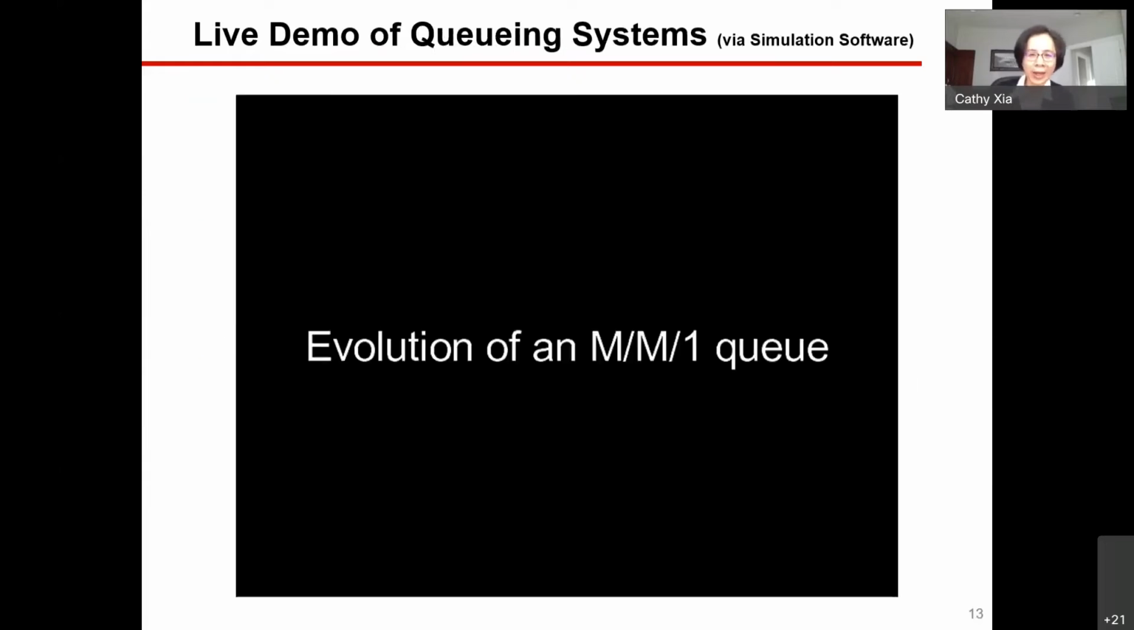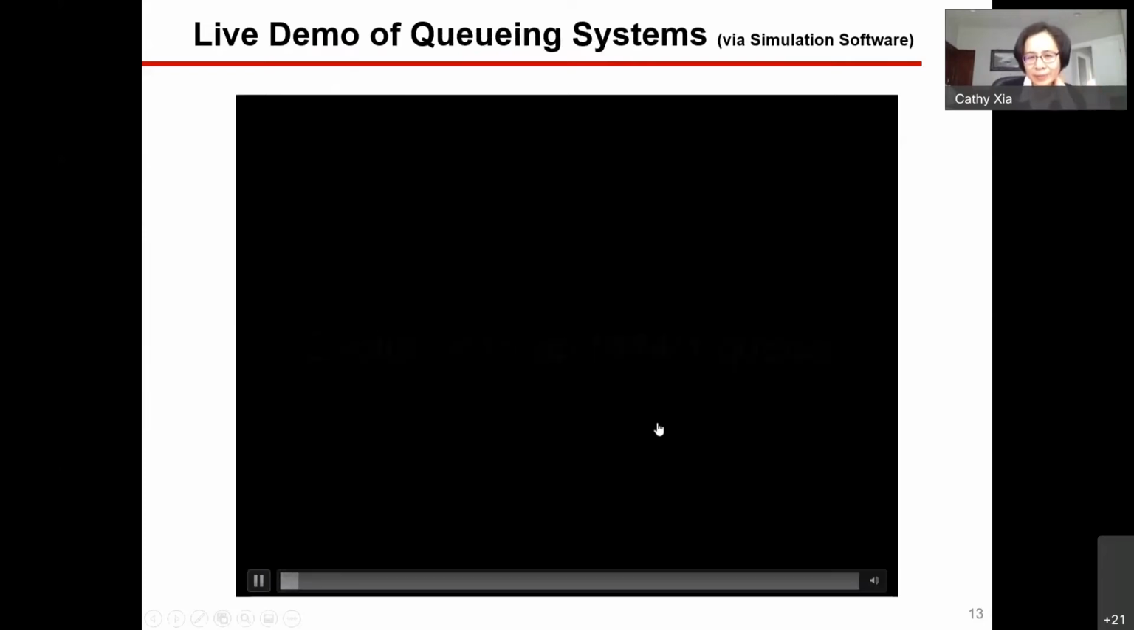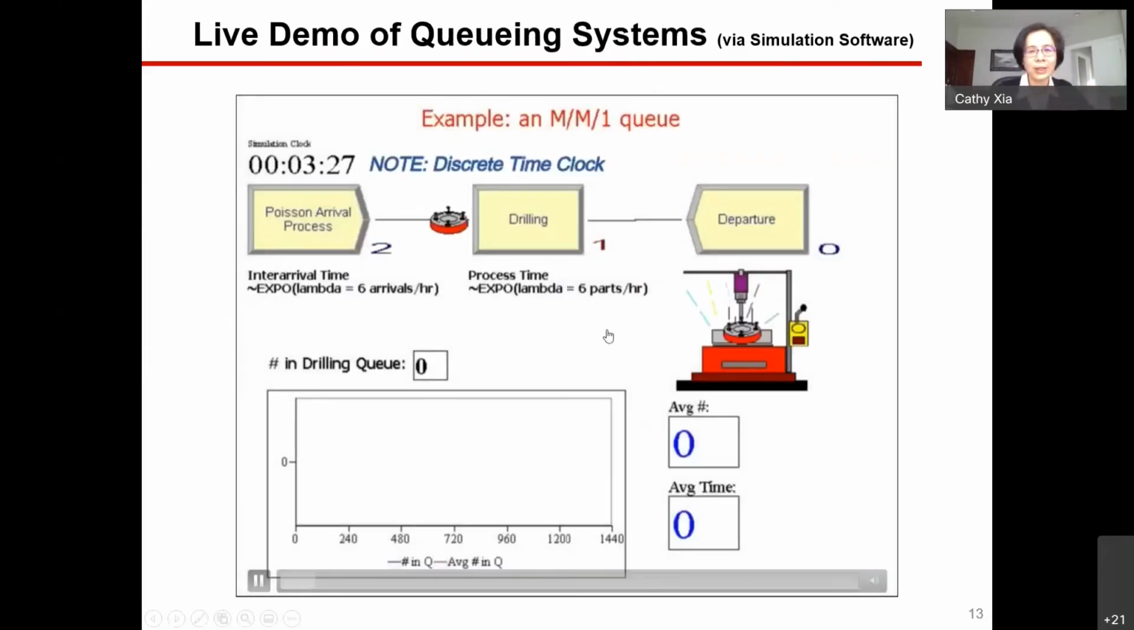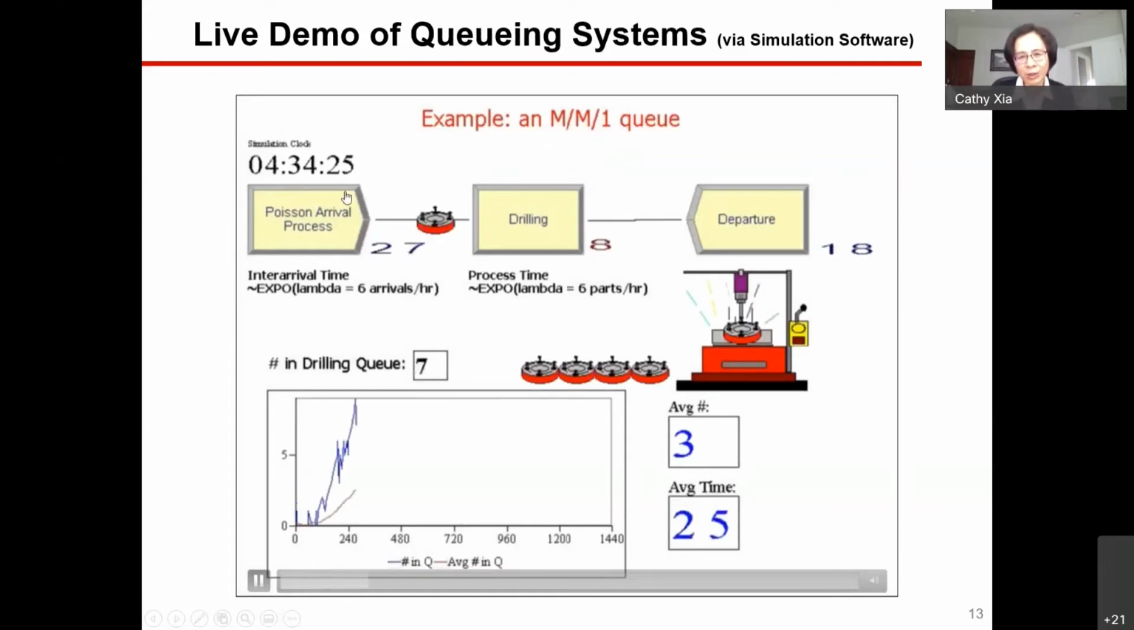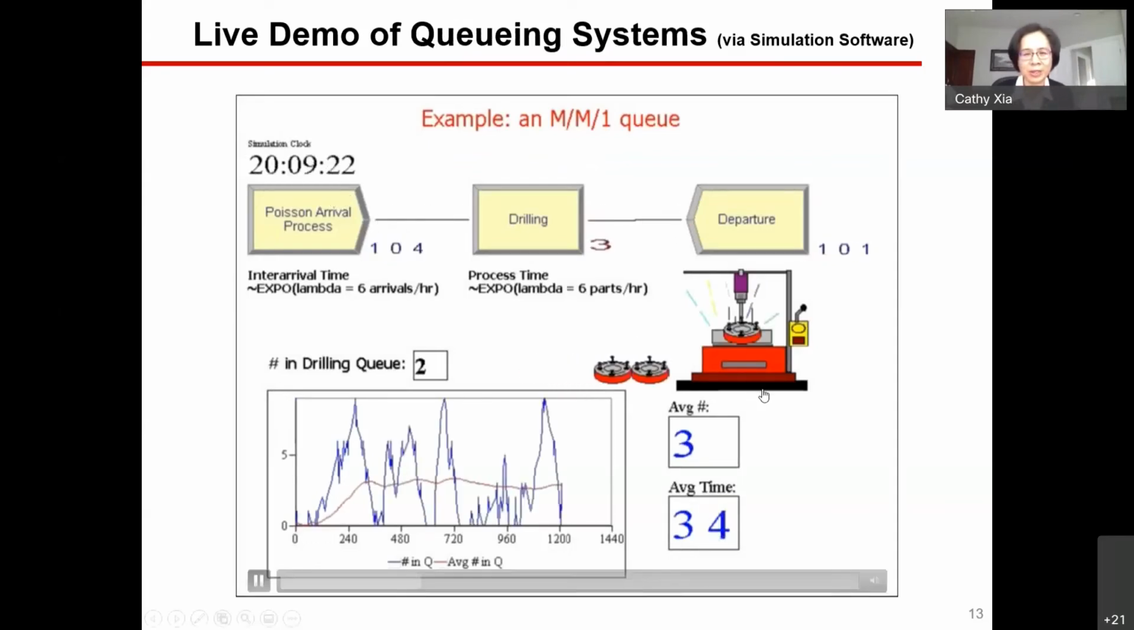What Priya is going to run for me now is another live demo, for a queuing system. Here's, again, the very first model we show students. Priya is going to run a quick demo of an M/M/1 queue. Here you see a simple drilling system. Parts arrive and get into the queue, then they are processed by the drilling machine and depart. It's a very simple system.